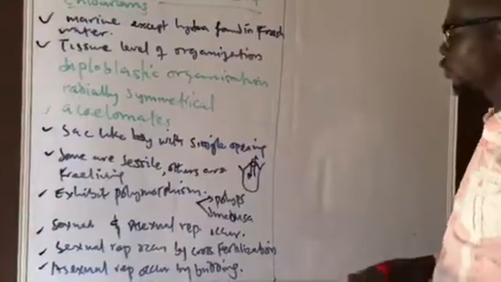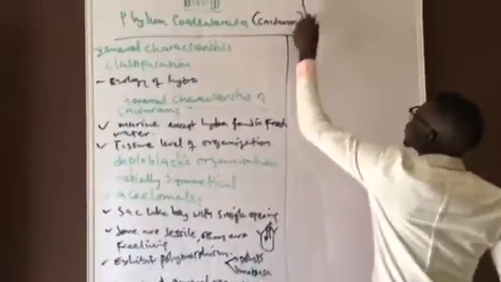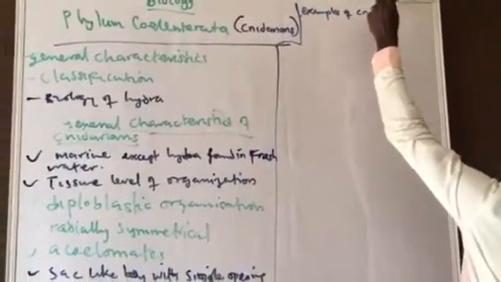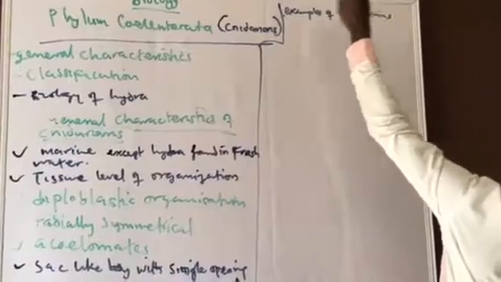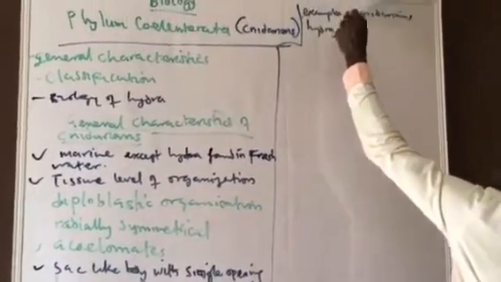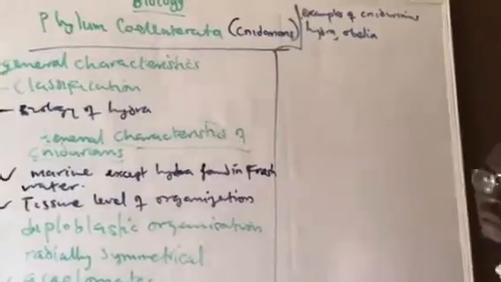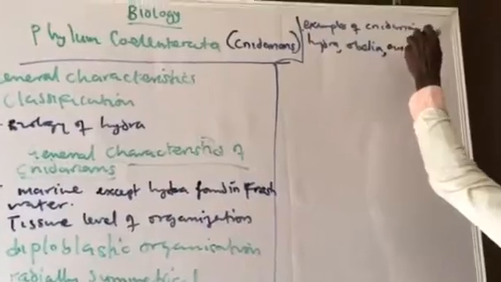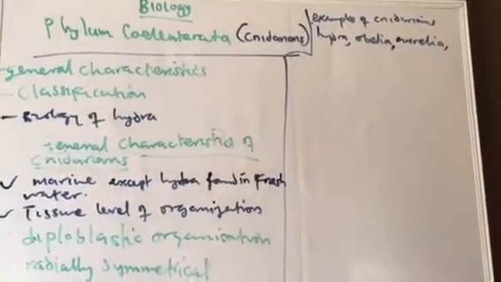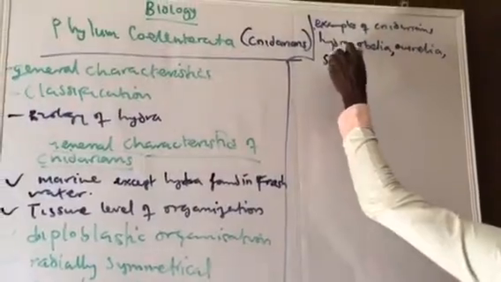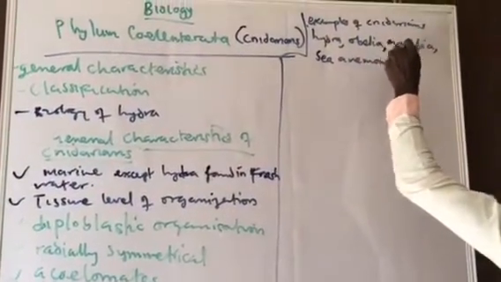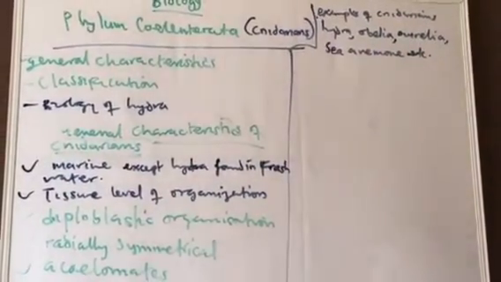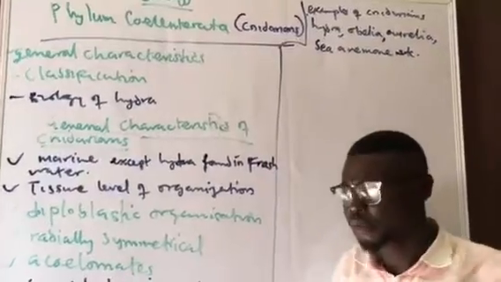So examples of this group, called Cnidarians. We talk about examples of Cnidarians, which include Hydra, Obelia, Aurelia, Cyanemon, Aurelia jellyfishes, and so on and so forth. Those are examples of the Cnidarians.